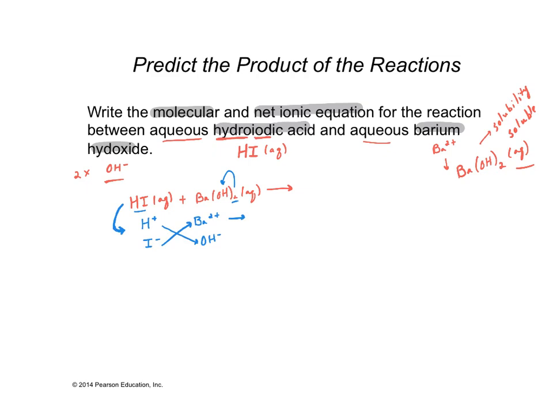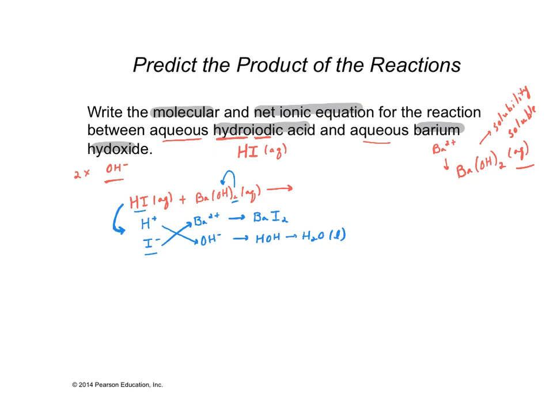So for barium iodide, I've got, again, barium 2+. I would need 2 of these iodides to balance that 2+. So I'll write that BaI2. And then we've got HOH. This is where the water comes from. So HOH is just H2O. And we'll just know, well, that's liquid, right? So water is liquid.